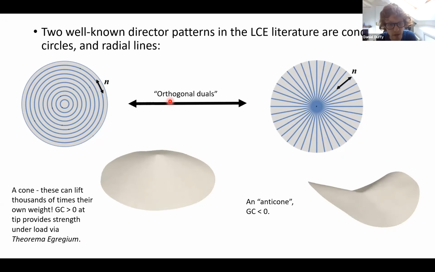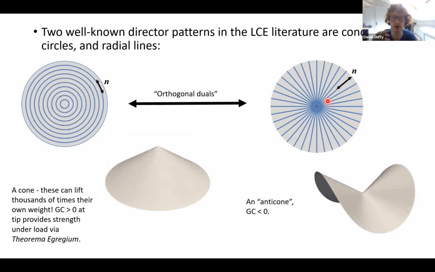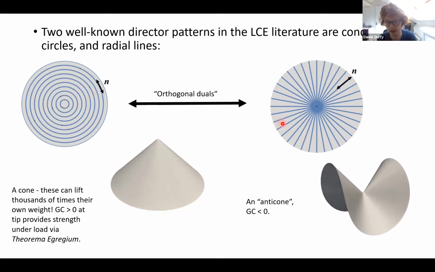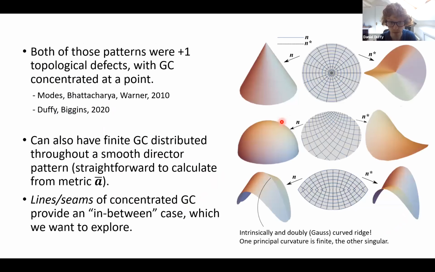And I'll also just point out in passing something we'll return to later, which is that these two patterns are duals of each other, we say, which means you can get from one to the other by rotating the director by 90 degrees. And here we see that you get Gauss curvature of opposite signs, and we'll come back to that in a bit. So both of those patterns I just showed you were +1 topological defects.